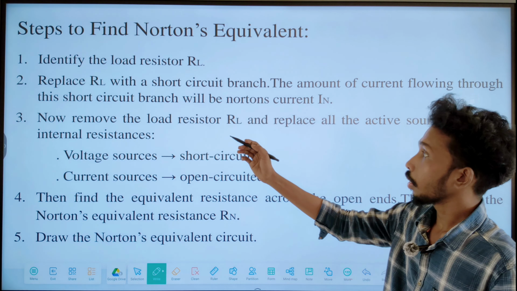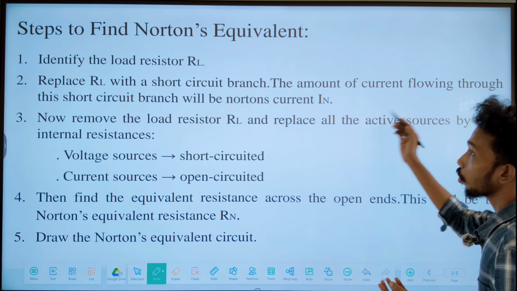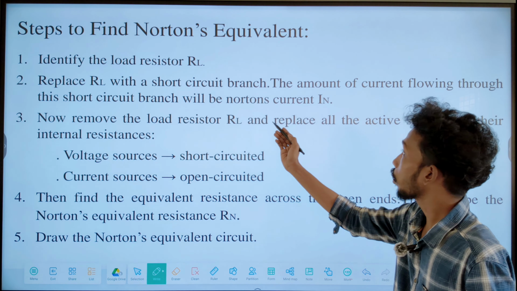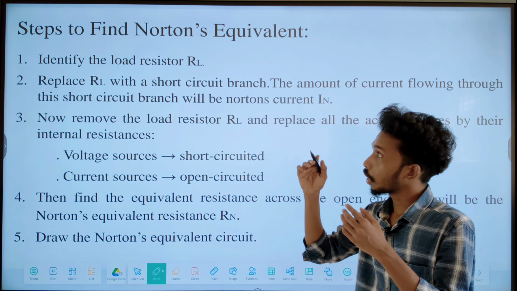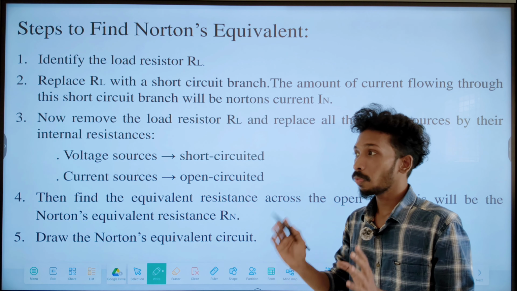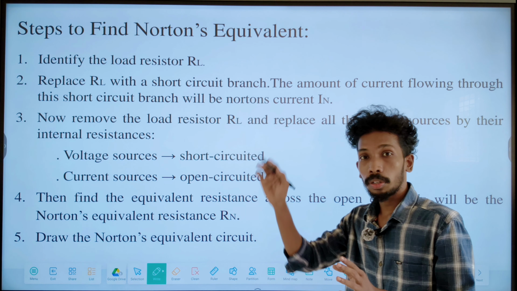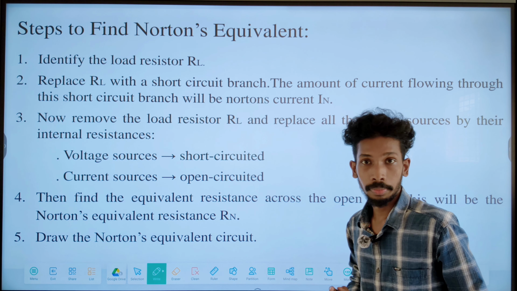In the second point, they are telling us to replace RL with a short circuit branch. The amount of current flowing through this short circuit branch will be the Norton current. That means after making a short circuit at the load resistor, we will find out the current flowing in that short circuit branch, and that will be our Norton current.